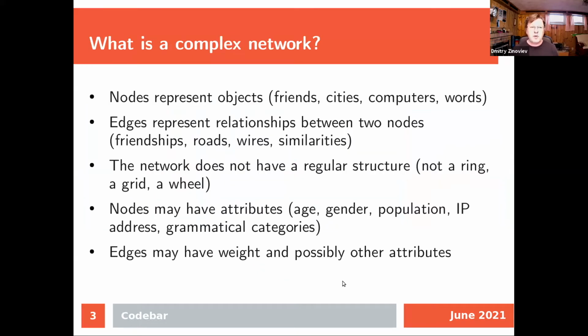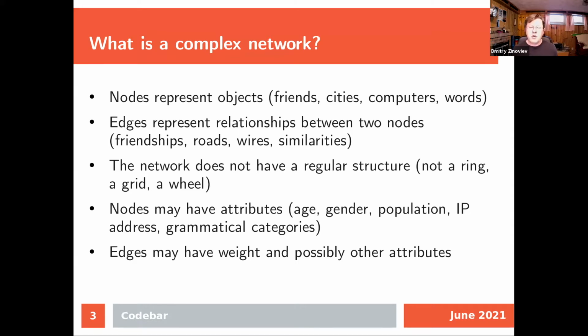So let me start with a definition, or rather description, of a complex network. What is a complex network? A complex network is a collection of nodes and edges. You can think of it as a mathematical graph with some added properties. Nodes usually represent some kind of objects. These objects could be tangible or intangible.